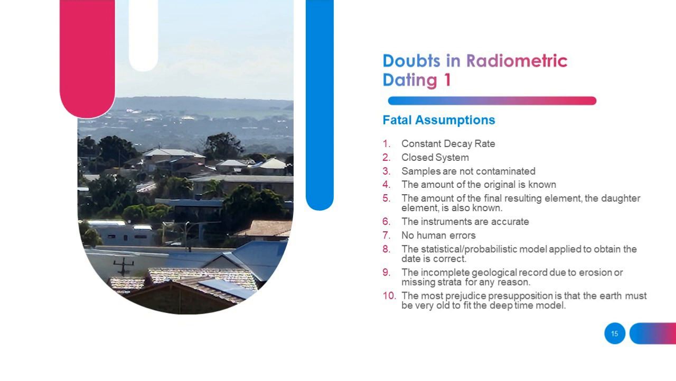The same thing goes for the amount of the daughter element. We should call this the child element to be friendly with our gender neutral people. The instruments that we use are accurate, but how can we calibrate an instrument on something that we don't know the age of to start with? You know, when you get a pipette or titration, you can measure the volumes. It is in front of your eyes. But how can you calibrate an instrument that measures millions or billions of years, and we say that it is accurate? And there is no human error.